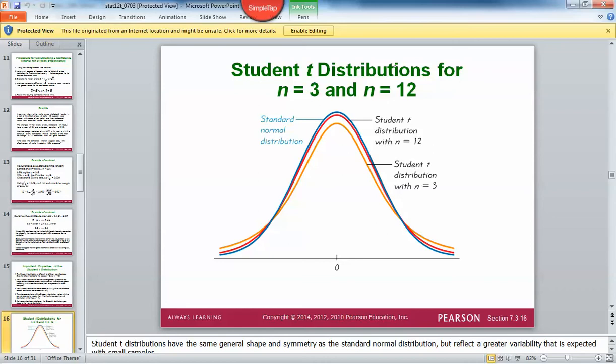Both student t distributions and z distributions are bell-shaped. This shows a graph for a standard normal distribution, that's our z distribution, a student t distribution with n equals 12, and a student t distribution with n equals 3. Notice they're all pretty much bell-shaped. That means they're symmetric.